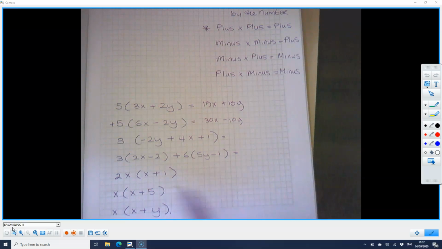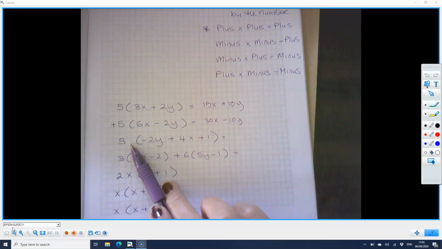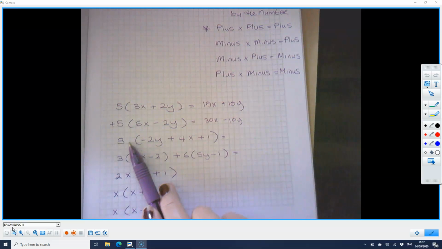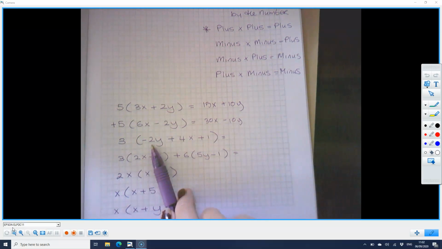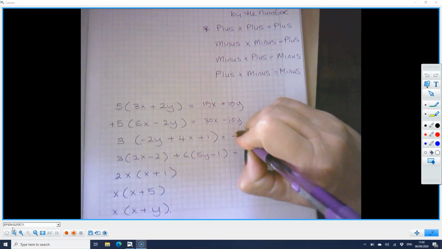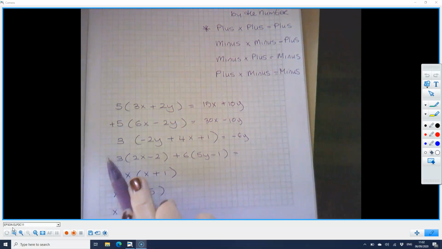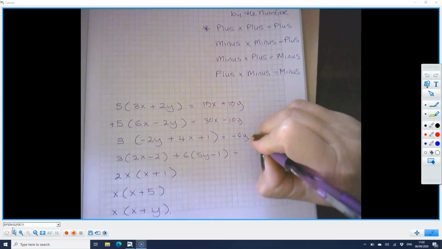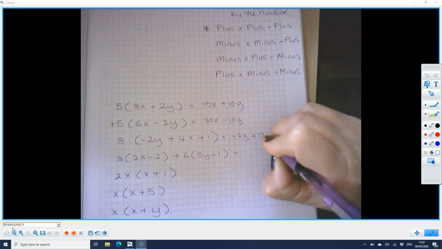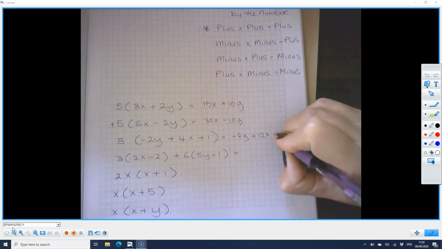This one, it looks like there should be something here, but I just put a bigger gap. There's no sign, so we go 3 times minus 2y, which gives you minus 6y, 3 times plus 4x, which gives you 12x, and 3 times plus 1 gives you plus 3.